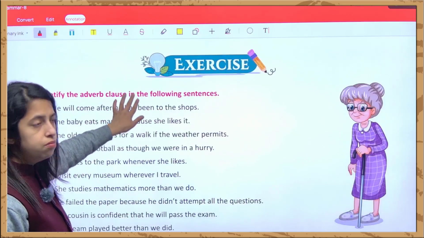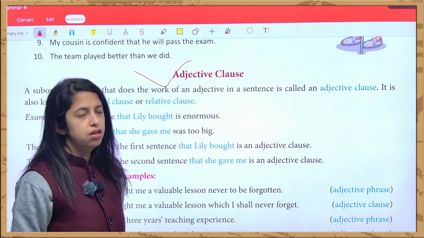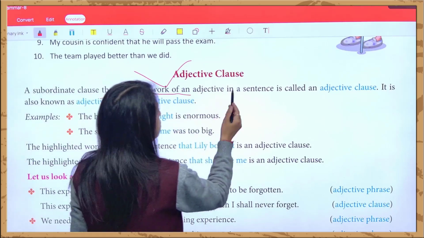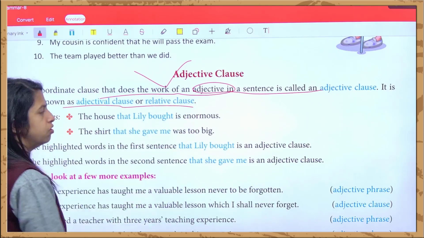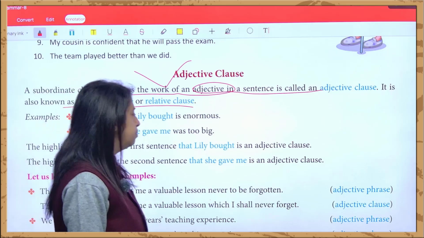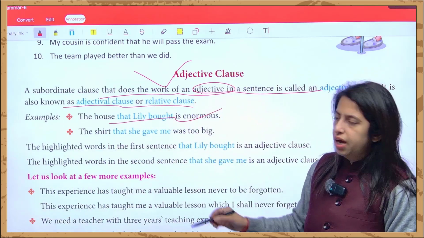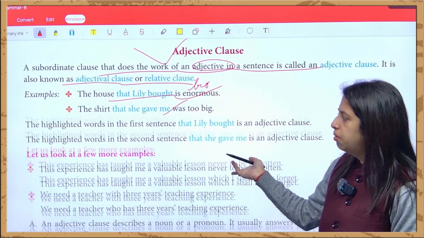Moving on to this, on behalf of this you have to complete this exercise. Moving on to adjective clause, जो कि एक adjective जैसा function करेगा, which will work as an adjective, clause बोलते हैं. It is an adjective clause or you can say relative clause. For example, the house that Lily bought, वो बहुत ही ज्यादा बड़ा है. Enormous means big. The shirt that he gave me, वो बहुत ही ज्यादा बड़ी है.